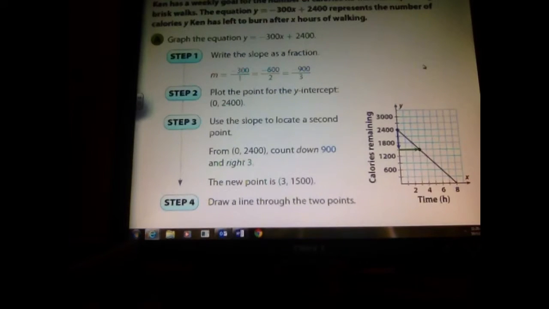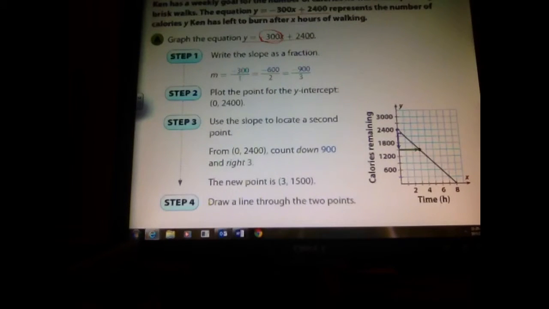Alright, this is example 2 on the same page. Ken has a weekly goal for the number of calories he's going to burn from walking. So we have our equation, and if we look at our graph setup, these are going by 300s. Let's go ahead and look at it. Write the slope as a fraction. We have our slope, which is negative 300, so negative 300 over 1, because we need a rise and a run.